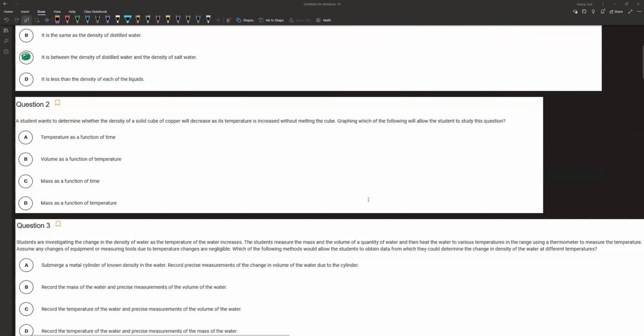We'll relaunch the polling here. And so the question here is, a student wants to determine whether the density of a solid cube of copper will decrease as its temperature is increased without melting the cube. Graphing which of the following will allow the student to study this question?